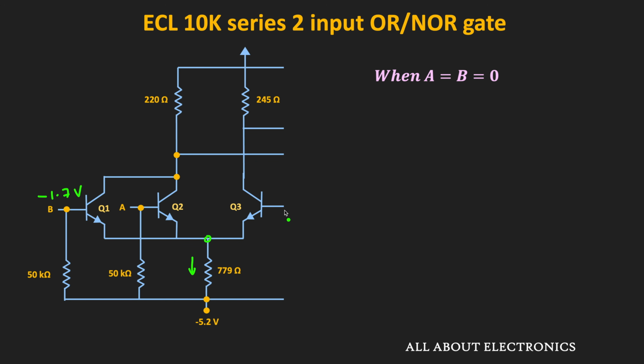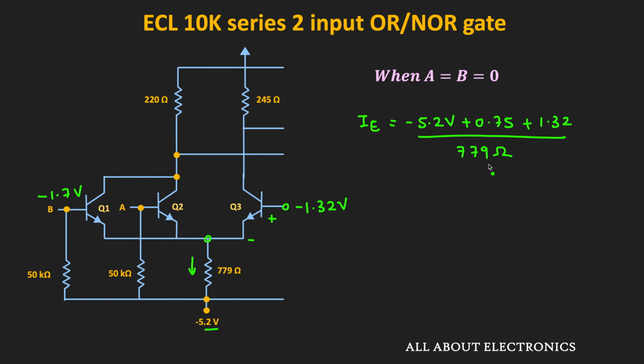Here we have seen that this reference voltage is equal to minus 1.32 volt. And here we assume that this VBE is equal to 0.75 volt. So we can say that this emitter current is equal to minus 5.2 volt, that is this voltage, plus 0.75 volt, that is this VBE drop, plus 1.32 volt. And in the denominator we will have this resistor, that is equal to 779 ohm. If we calculate the value of this emitter current, that is roughly equal to 4 milliampere.